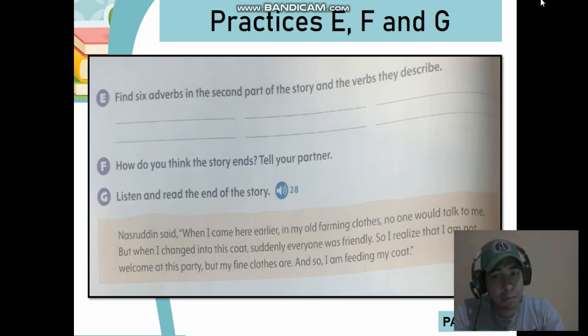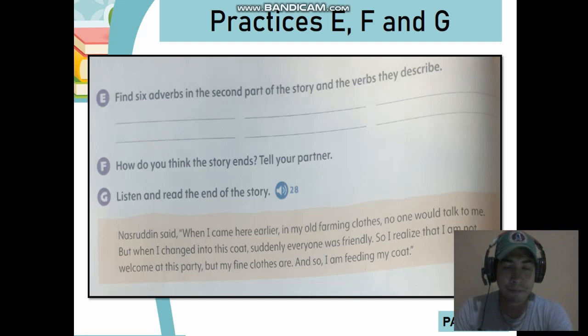In part F, you're going to think, okay? You're going to use your head to think a little bit about the ending of the story. How do you think this story ends? Take a short break to think about it. Alright, so now we're gonna listen to the end of the story to see what happens to Mr. Nasruddin, okay? Pay attention.